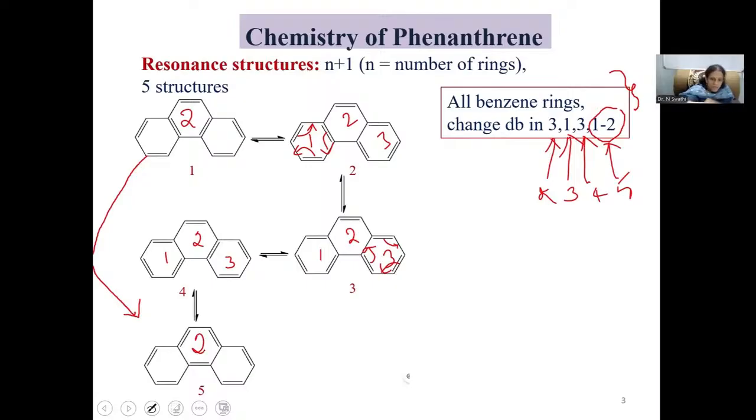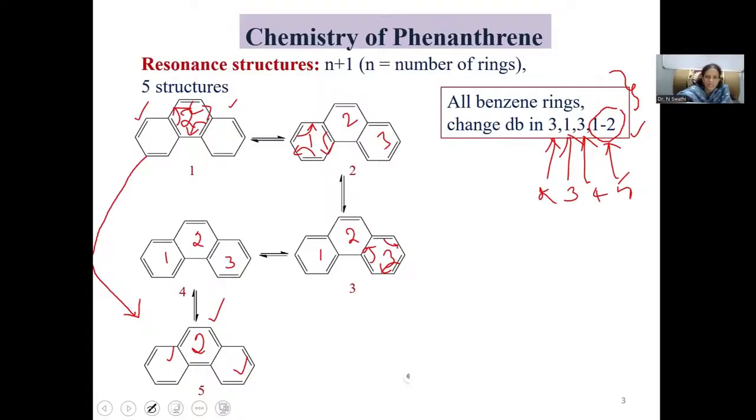Write the first resonance structure as it is first. That means the double bond positions of the 1 and 3 rings will be similar. Change only the second aromatic ring double bond position. So here in the first structure, shift the double bonds to the adjacent position so that you can write another Kekulé structure for the second benzene ring. This is how you can draw the fifth resonance structure from the first. That is why I have written here 1-2. That means for writing the fifth resonance structure, consider the first resonance structure, modify only the second ring.